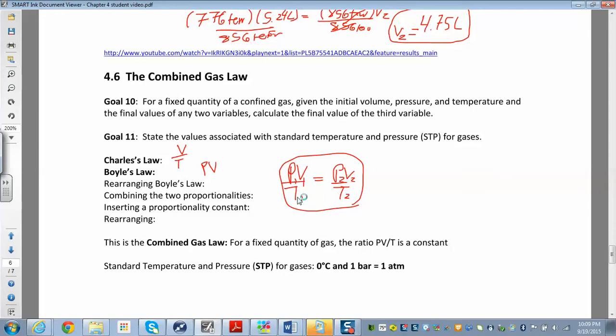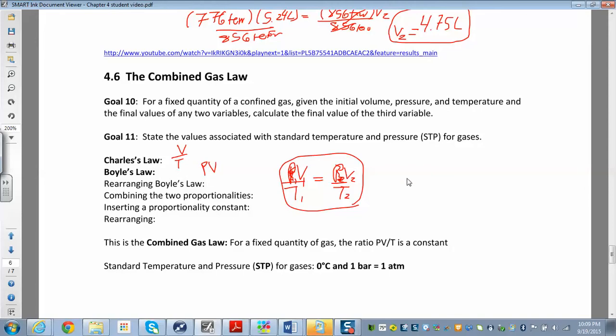That means if T1 is the same as T2, or if your pressure is being held constant, then ignore the pressures. Just scribble out those. Forget pressure, and then you get V over T equals V over T. So you can get all the gas laws from the combined gas law. You can get Charles and Boyle from there.